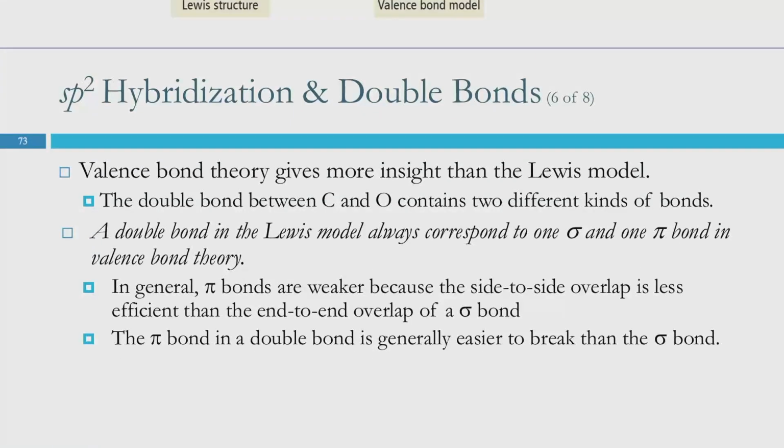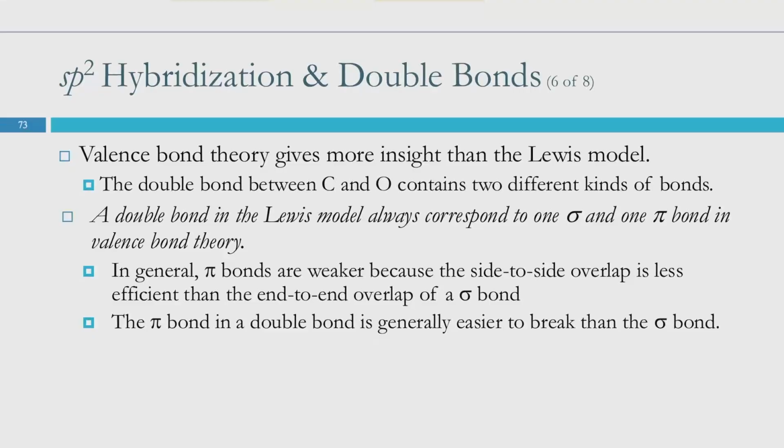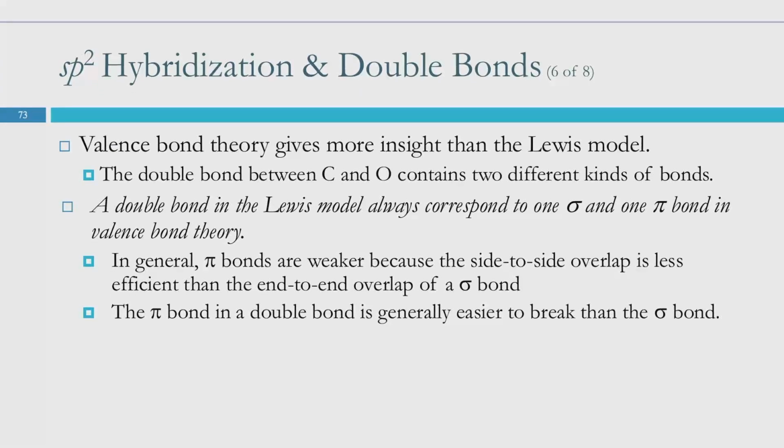One advantage that valence bond theory has over Lewis theory is that it does give us some explanation for the different types of bonds. So valence bond theory predicts that the double bond contains two different kinds of bonds. So we've got a sigma bond and we have a pi bond. We've got the end-to-end, we've got the side-to-side.